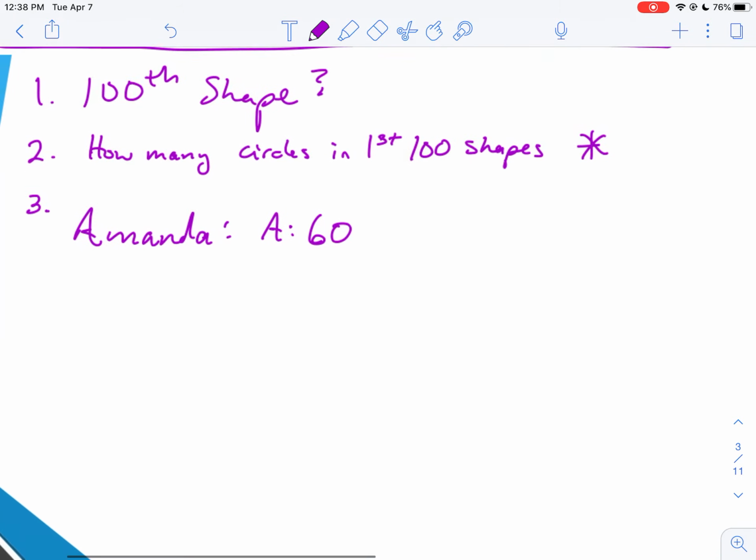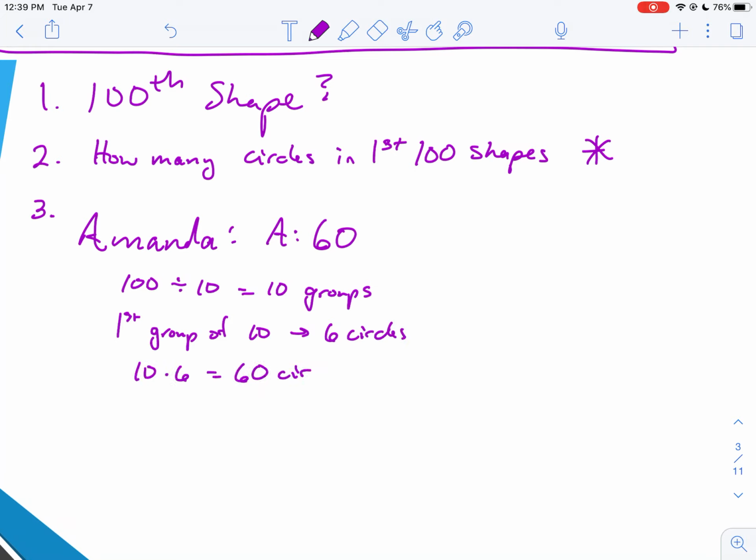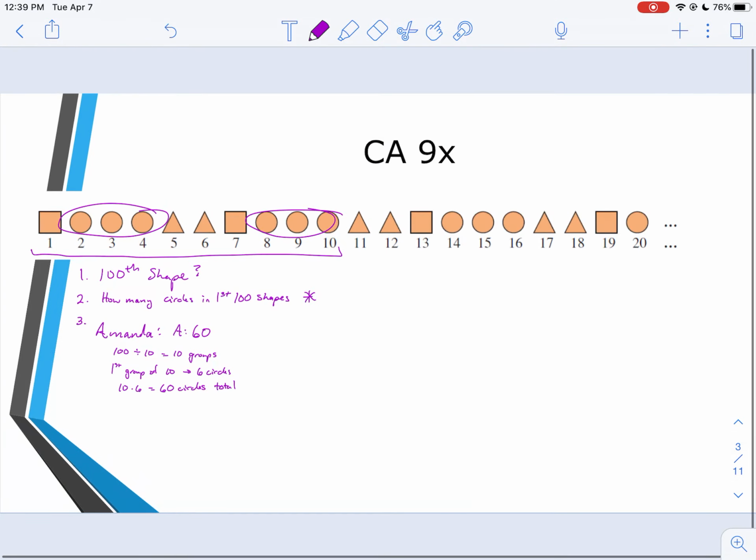If we take 100 shapes, divided into groups of 10, there'll be 10 groups. In the first group of 10, there are 6 circles, so there must be 10 times 6, or 60 circles total. So what do you think of her answer? It seems like some pretty good reasoning, some pretty good logic. Do you think it's solid?